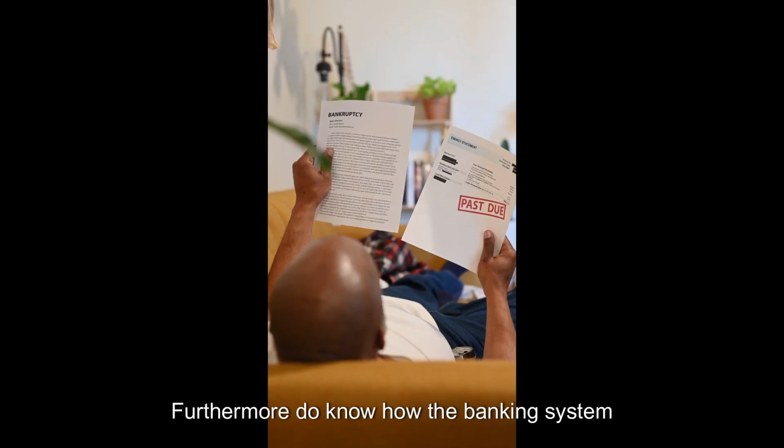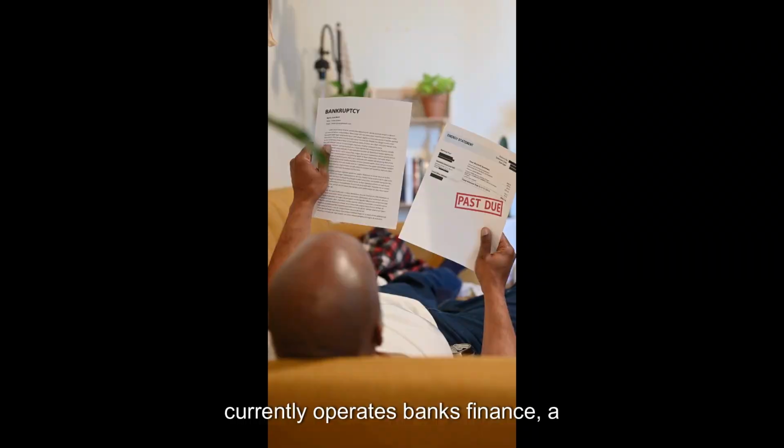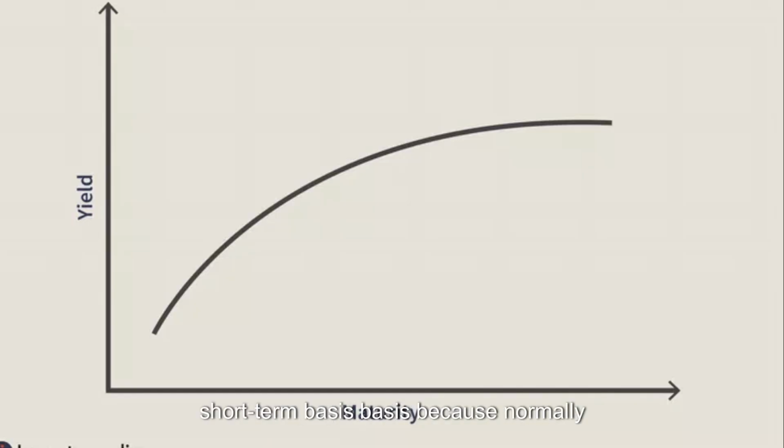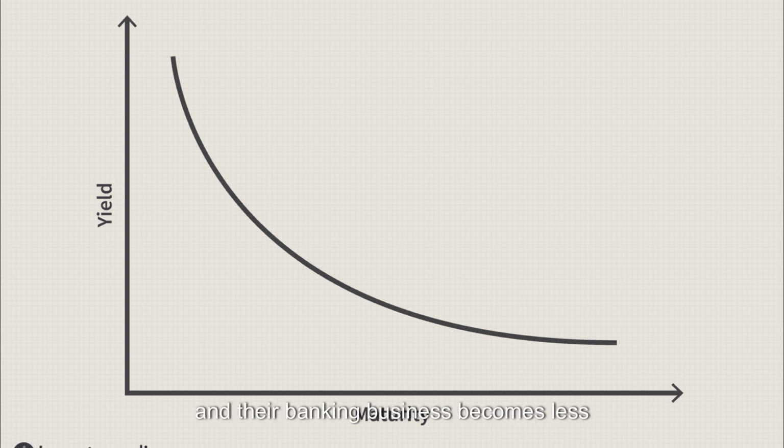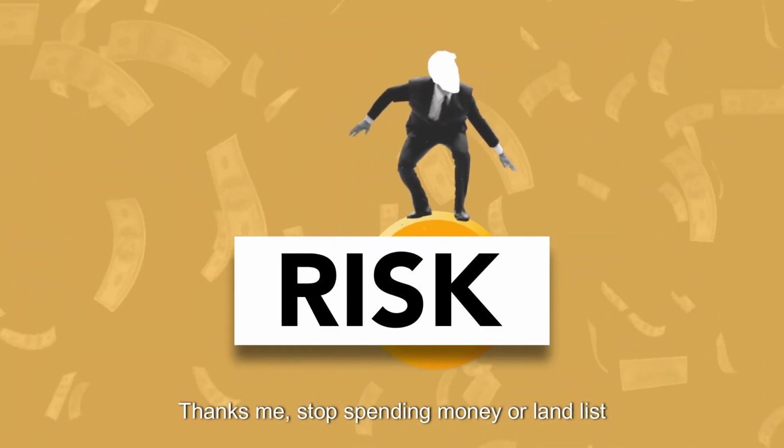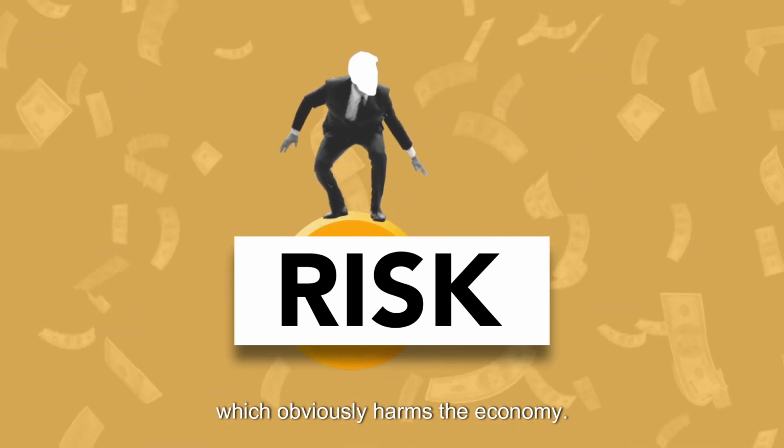Furthermore, due to how the banking system currently operates, banks finance themselves on a short-term basis and lend on a long-term basis. They make money from this business model because, normally, short-term interest rates are lower than long-term interest rates. As a result, banks borrow money on a short-term basis and lend it on a long-term basis, earning the difference in interest rates. However, when short-term interest rates rise, banks have to pay more in interest to finance themselves on a short-term basis, and their banking business becomes less profitable. At this point, banks may stop lending money or lend less, which obviously harms the economy.